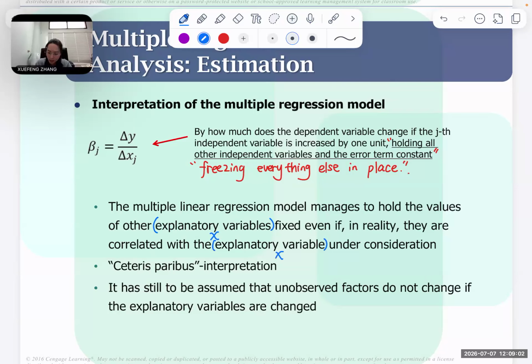So in the real world, our X are often correlated with each other, like education and experience or spending and family income. We can't actually go out and hold experience fixed while changing education for real people. But mathematically, OLS manages to statistically separate these effects for us, even though the data itself is messy and correlated. That's the power of this technique, okay?